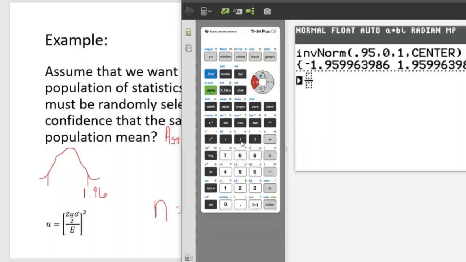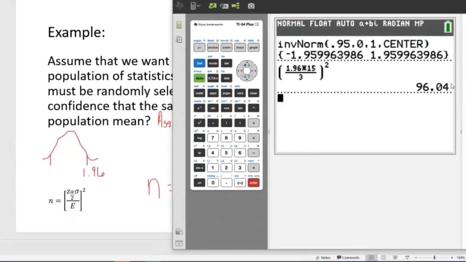I think maybe in front of that I need parentheses first. And then I have 1.96 times 15 over 3, close parentheses, squared. So I just applied that formula.